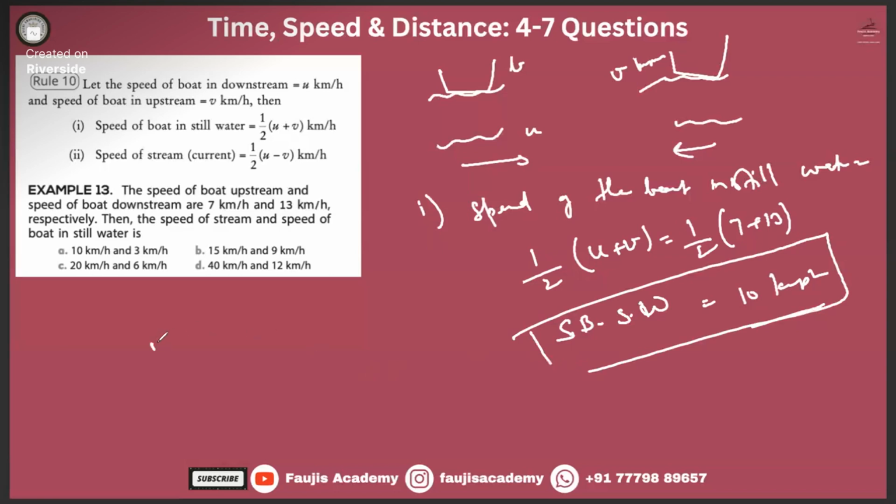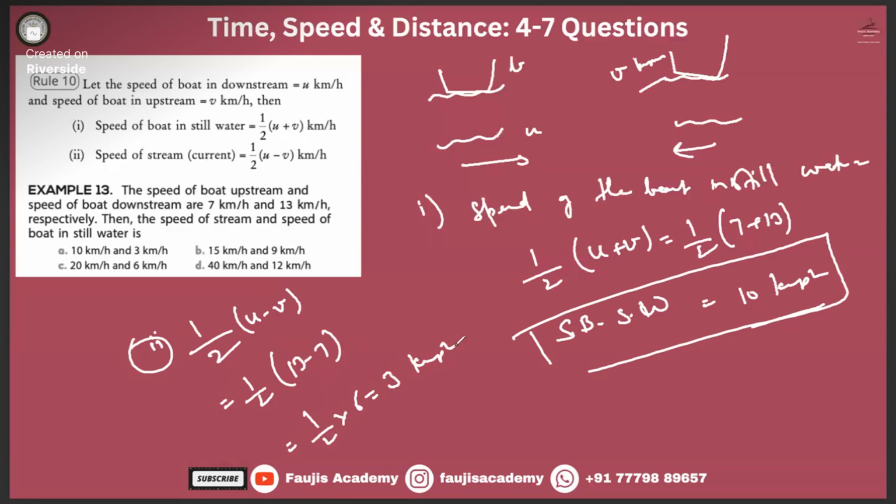The second one says speed of the stream, the current. The speed of the current is how much? Half of u minus v. That means half of 13 minus 7, that means half of 6. So that means 3 kmph is the speed of the stream, right? Is it clear, guys?